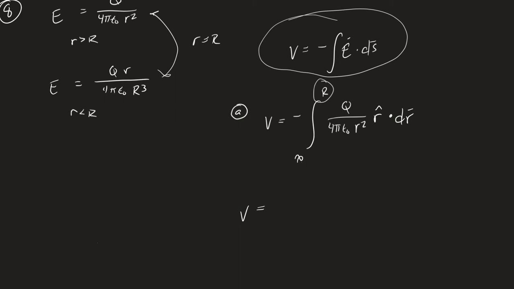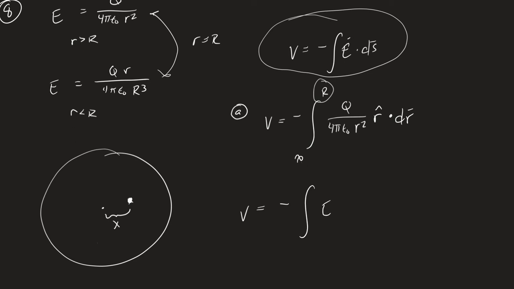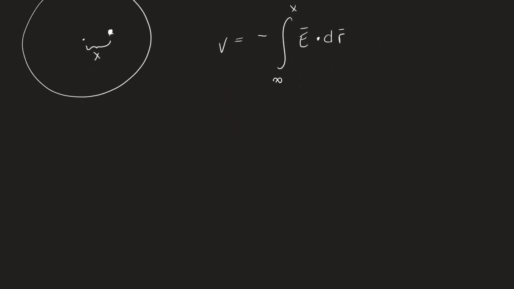So if I actually want to find the electric potential for a point inside the sphere, say here, a distance, I'm going to use x away, just to give myself another variable away from r. I could say that would be what I would need to do. I would have to take the electric potential as an integral from a place at infinity to a place at distance x away.